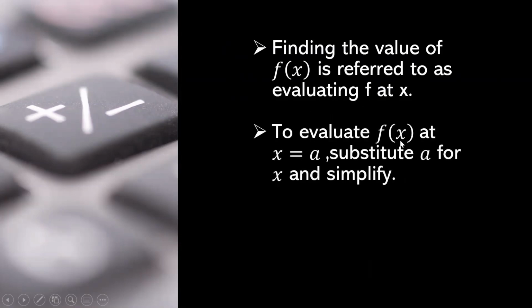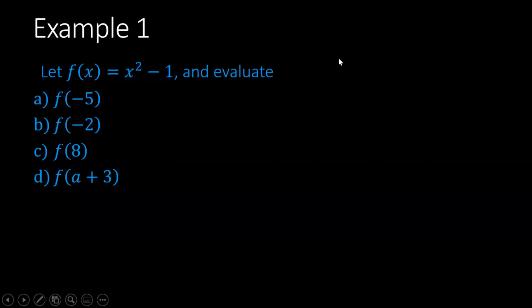To evaluate f of x at a specific value of x, let's say a, all we need to do is to substitute a for x and simplify. Now let's have the following example. Let f of x is equal to x squared minus 1 and evaluate at a, b, c, and d. Now let's start with the letter a.